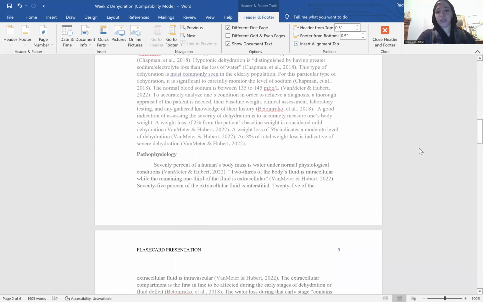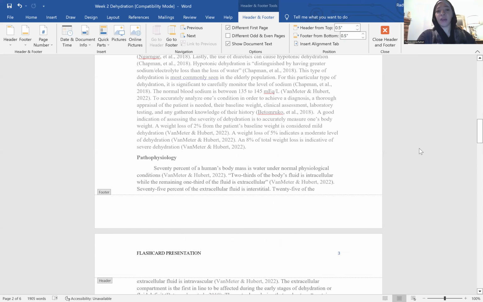Hypotonic dehydration is distinguished by having a greater loss of water than of sodium and electrolytes. This type of dehydration is most commonly seen in an elderly population. For this particular type of dehydration, it is significant to carefully monitor the level of sodium. The normal level of sodium is between 135 to 145.